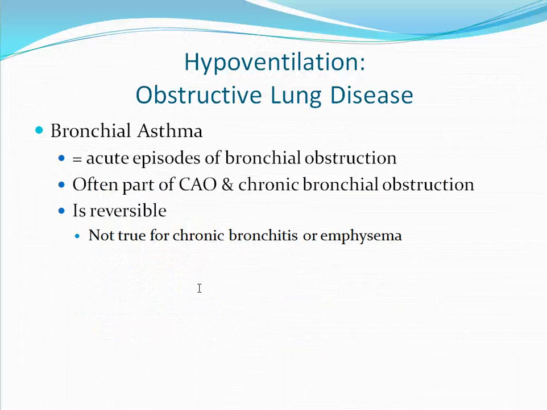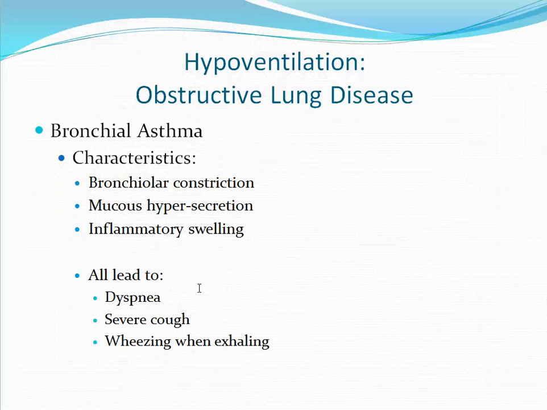The next type of obstructive lung disease is bronchial asthma. This is acute episodes of bronchial obstruction. Oftentimes it is seen as a part of CAO as well as bronchitis. The big difference, though, is that bronchial asthma is reversible. This is not true for either chronic bronchitis or for emphysema. Characteristics of bronchial asthma: you will see bronchiolar constriction, mucus hypersecretion, and inflammatory swelling. All three of these will lead to dyspnea, severe cough, and wheezing upon exhaling.